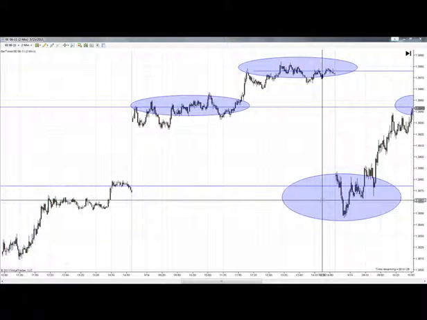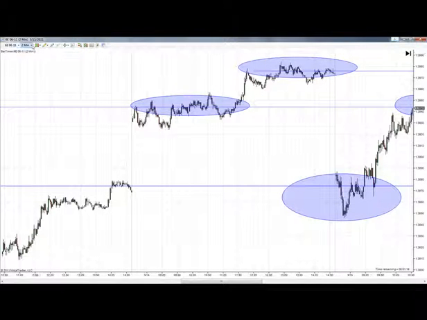Okay, we're going to do our weekly recap for the week of March 14th through Friday the 18th. We've set our support resistance lines here from prior market action. This is a 2-minute chart for a 6E contract, a Euro FX futures contract.